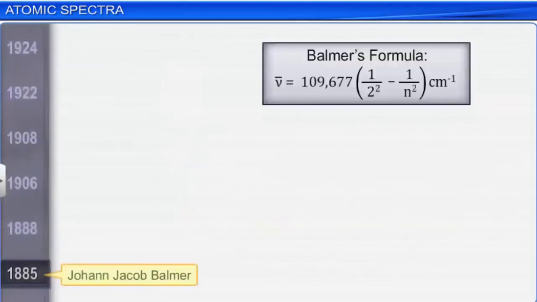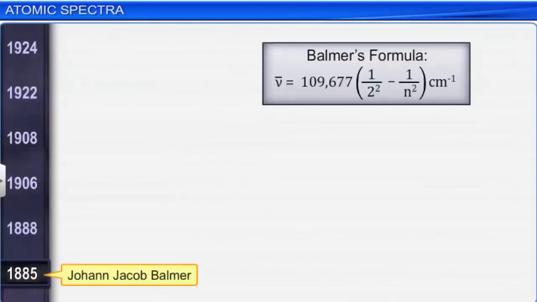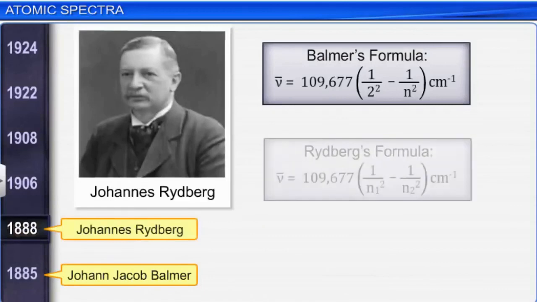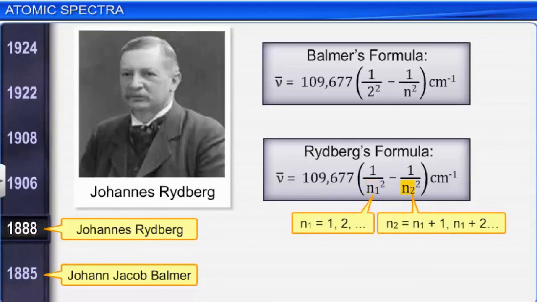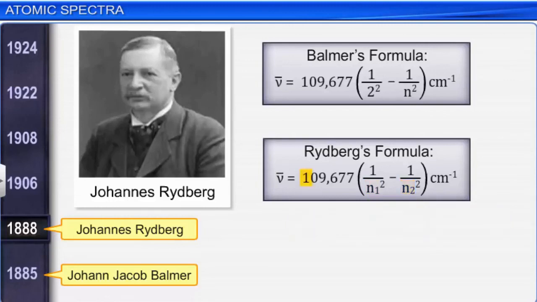Balmer's formula inspired the Swedish spectroscopist Johannes Rydberg to come up with a modified formula to describe all series of lines in the hydrogen spectrum. The equation may be written as wave number nu bar is equal to 109,677 multiplied by 1 divided by n1 square minus 1 divided by n2 square per centimeter. Here, n1 is equal to 1, 2, 3, etc. and n2 is equal to n1 plus 1, n1 plus 2, etc. The value 109,677 per centimeter is called the Rydberg constant for hydrogen.